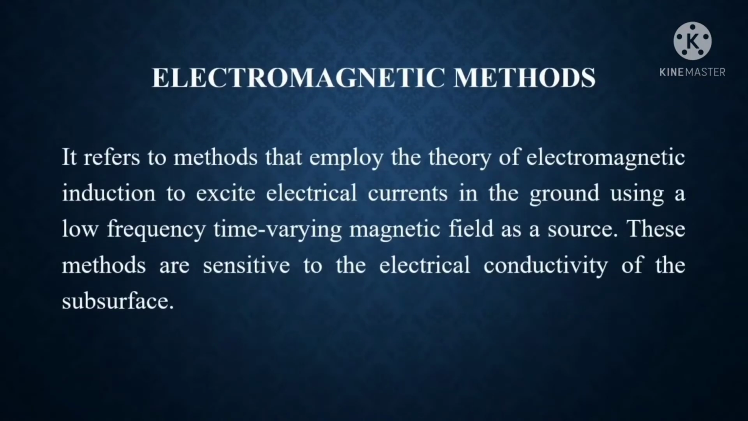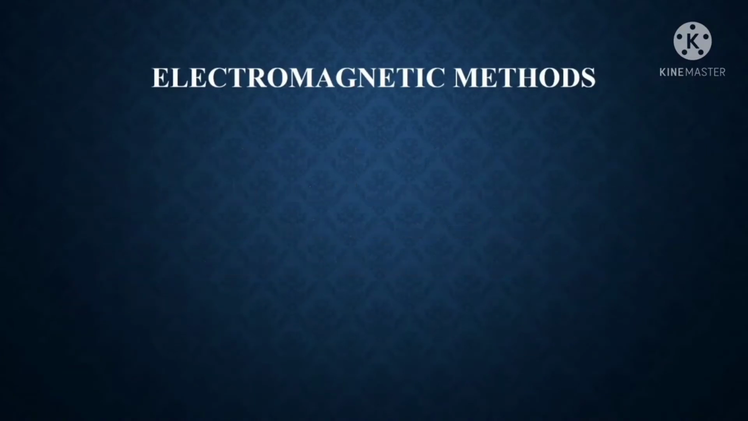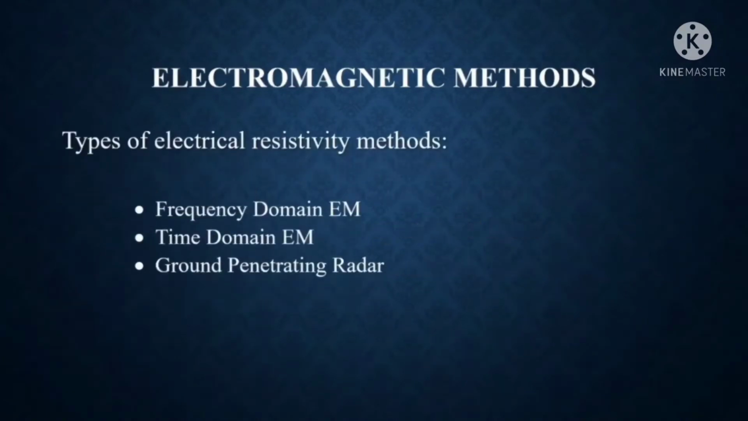Electromagnetic methods. These refer to methods that employ the theory of electromagnetic induction to excite electrical currents in the ground using a low-frequency, time-varying magnetic field as a source. These methods are sensitive to the electrical conductivity of the subsurface. Types of electromagnetic methods: frequency domain EM, time domain EM, and ground penetrating radar.